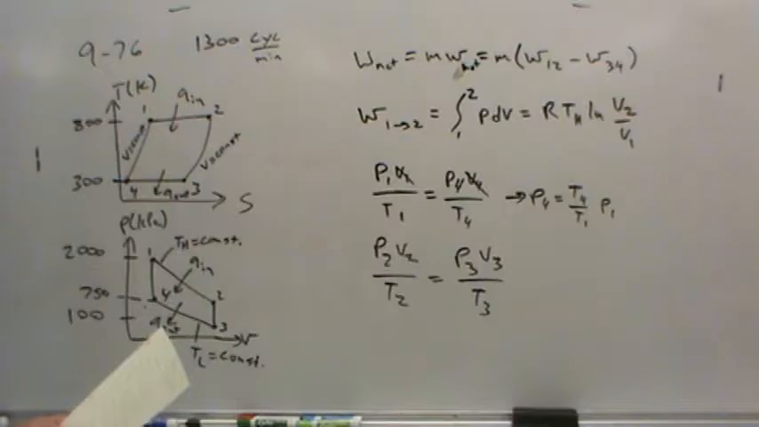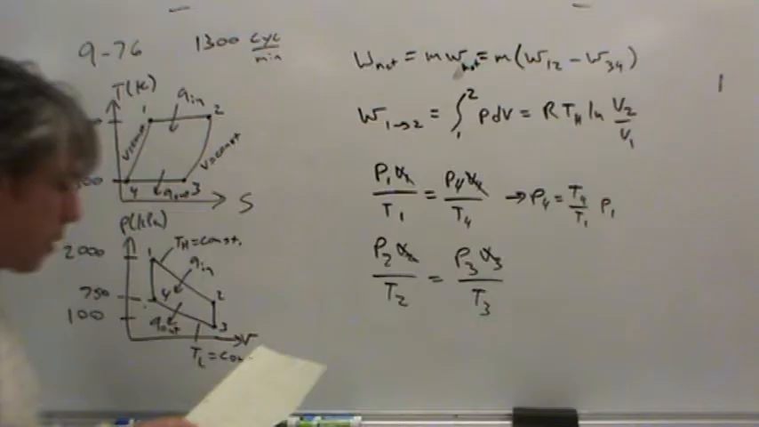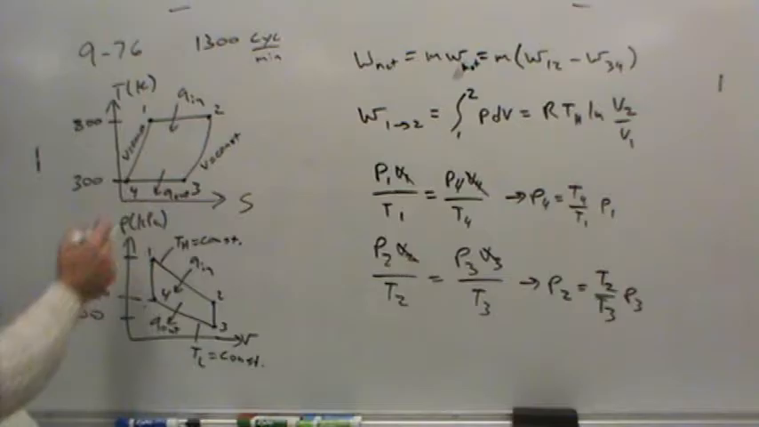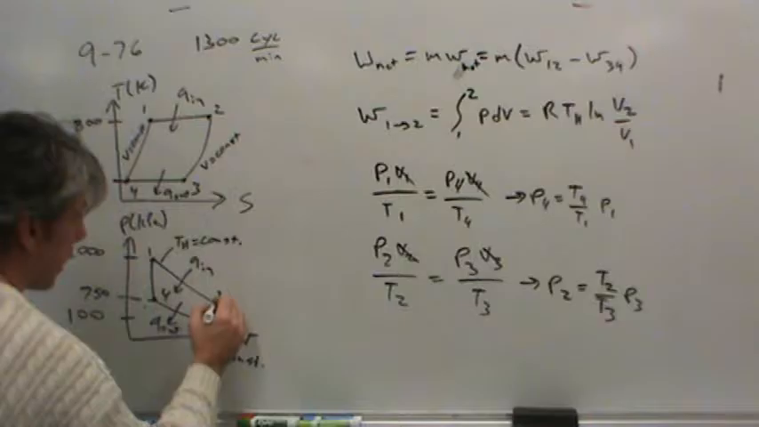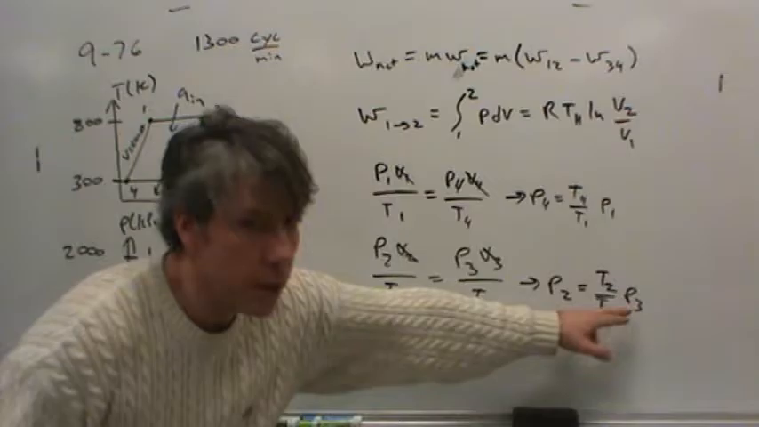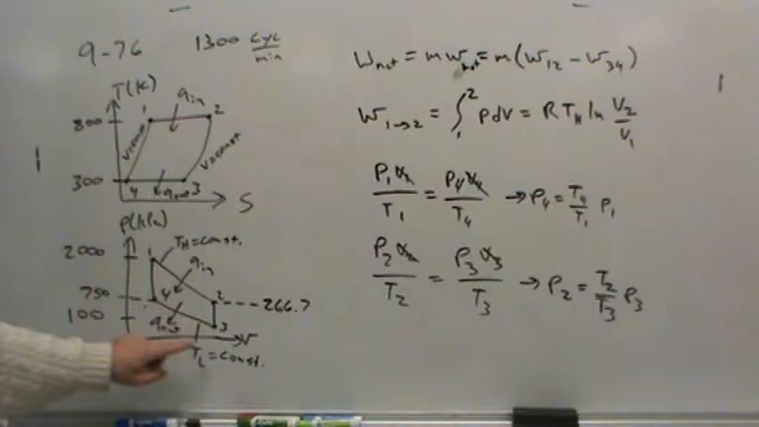The same way. Okay. And since you notice that V2 equals V3, then we could write P2 in terms of the temperatures and the pressure at state 3. Notice we have T2, T3, we have P3, it's 100 kilopascals, so we can calculate P2. Now I'm going to pull it off this way because my diagram here may not be accurate. Turns out that's 266.7 kilopascals, if you plug in T2, T3, P3, which we have.